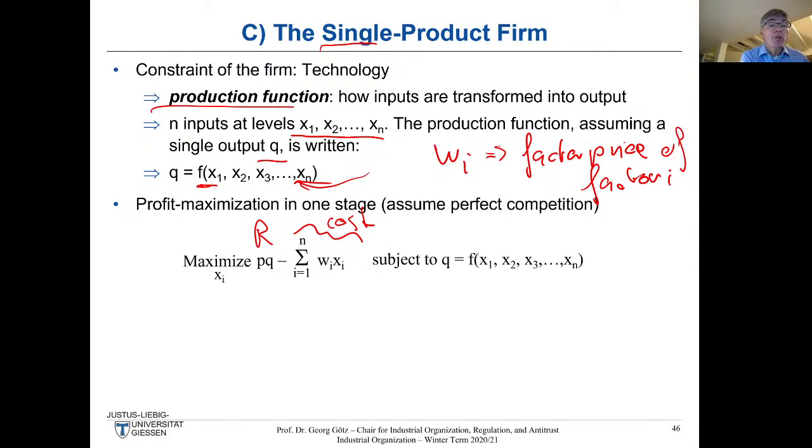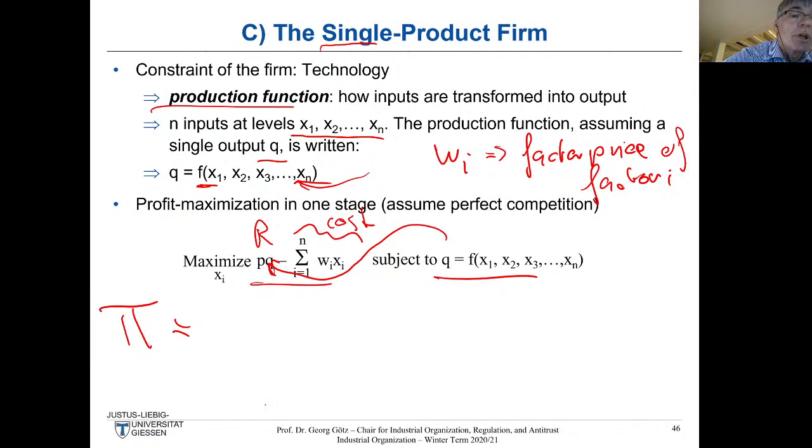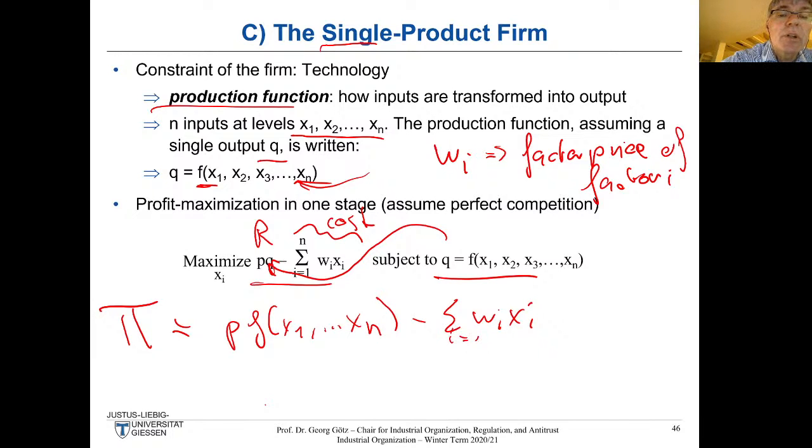So what you do is you maximize profit, which is revenue, price times output, minus cost. Cost is simply labor cost, the price of labor, which would be the wage, plus capital cost, the price of capital, which would be the interest rate or something like that, plus the amount of electricity times its price, and so on. You just sum that up, subject to your constraint, which is technology. You can then substitute that to get an unconstrained optimization problem: pi equals p times f(x1, ..., xn) minus the sum of w_i x_i, for i equal 1 to n.